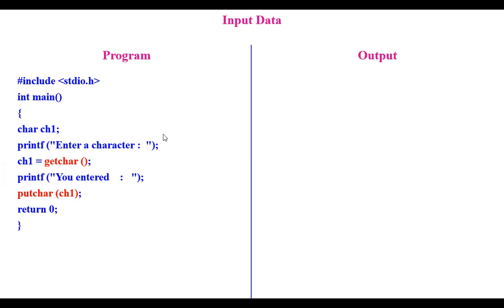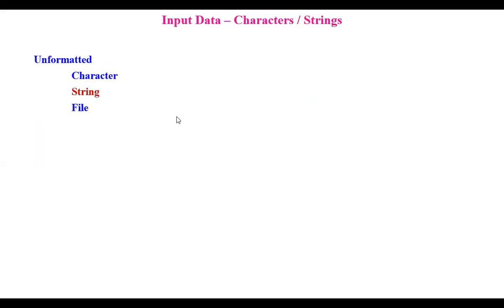Once you write this, it asks for the input, enter a character. You input a value, capital V. V is entered. Now it prints you entered, and also immediately activates this putchar function and gives out this value V. So you entered capital V. That's how you get the information. So that's how we input the characters.